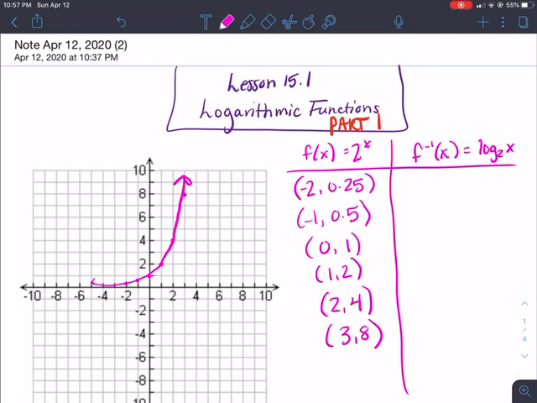This is lesson 15.1, Logarithmic Functions, part 1. Okay, there are two parts to this lesson because this is an explanation more about what a logarithmic function is. This is very necessary information, but you will be doing more examples of how you solve logarithmic functions in the next video in part 2.